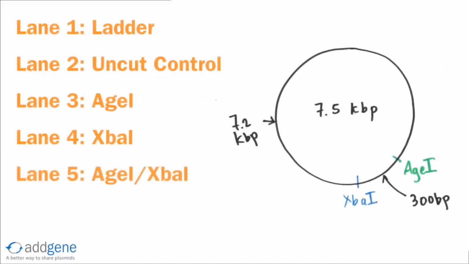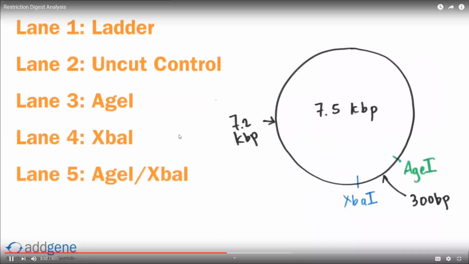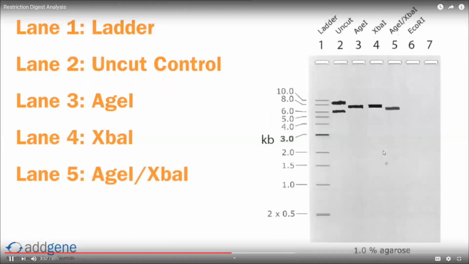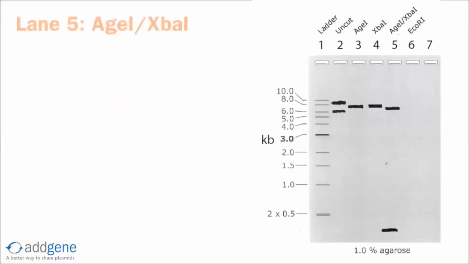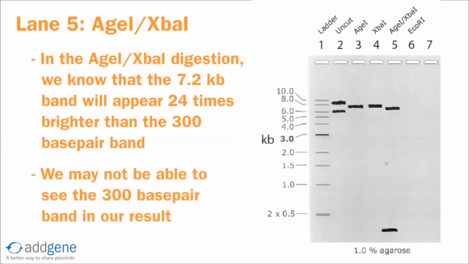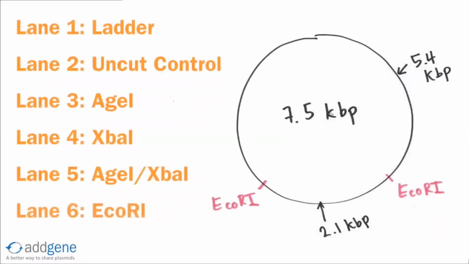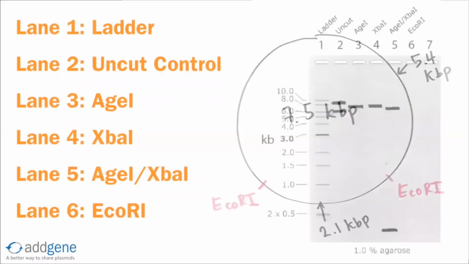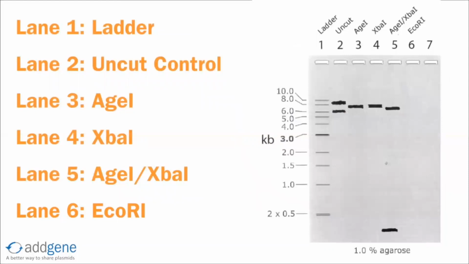Lane 5 is the double AGE1 XBAL1 digest. According to our map, we would expect two products, a 7.2 kb band and a 300 base pair band. Since these two fragments appear in a 1-to-1 molar ratio, we know the 7.2 kb band will be 24 times brighter than the 300 base pair band, because it is 24 times as large. This means that if we don't have a bright enough 7.2 kb band, we might not even see the 300 base pair band. Lane 6 is the EchoR1 digest. EchoR1 cuts in two places, so we expect two products, a 5.4 kb band and a 2.1 kb band.